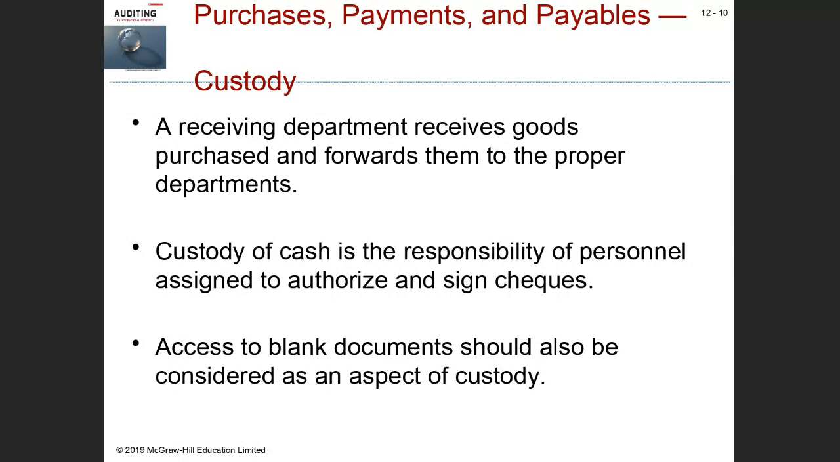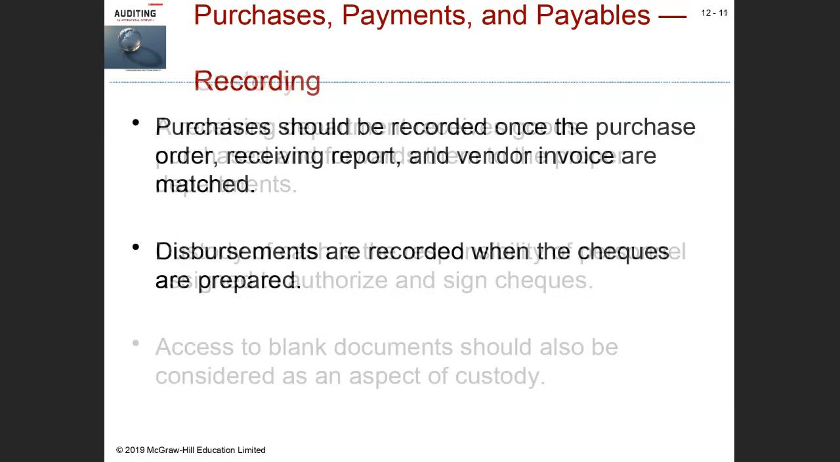So just to finish off my discussion around custody, when we think of custody, normally we think of custody of physical goods arriving at business premises, but custody over the money in the bank account, and custody also over blank documents. All three are extremely important in terms of ensuring proper control over the assets of the business.